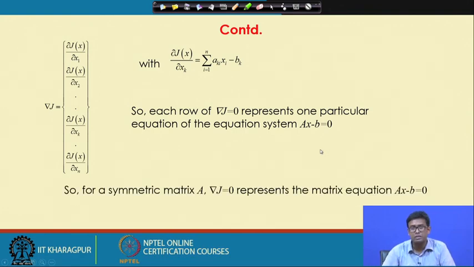This is only for a symmetric matrix, because if it is a non-symmetric matrix, then I have to write half of a_ki plus half of a_ik times x_i is equal to 0. So, for a symmetric matrix A, gradient of J is equal to 0 actually represents the matrix equation Ax minus b is equal to 0.